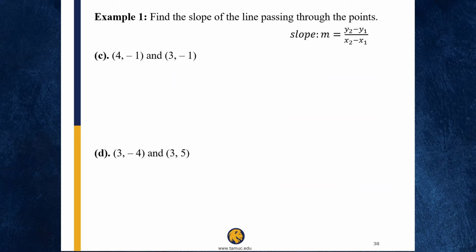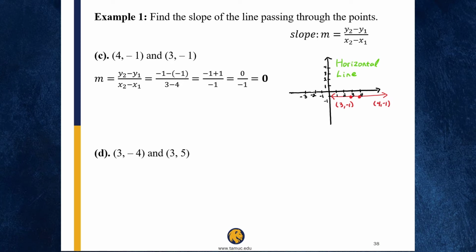Some other examples here, 4, -1, and 3, -1. In the slope formula, we get -1 minus -1 over 3 minus 4, which when we calculate that turns into 0 divided by -1, and 0 divided by anything is equal to 0. So the slope is equal to 0. And the line passing through those 2 points would actually be horizontal. So the connection is, if it's a 0 slope, then the line passing through the points will be a horizontal line.